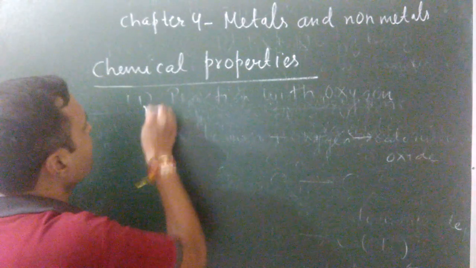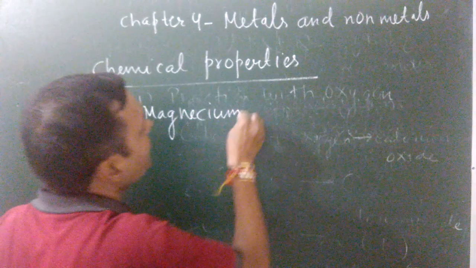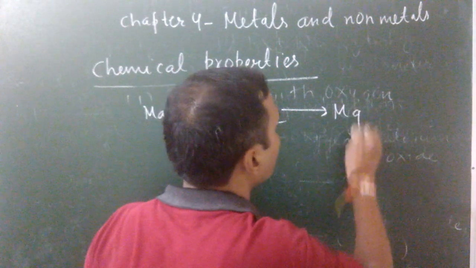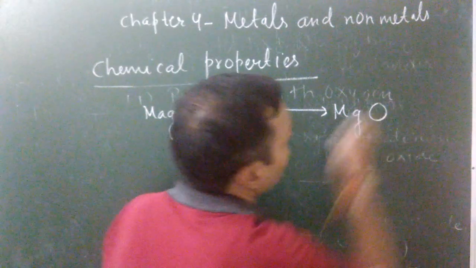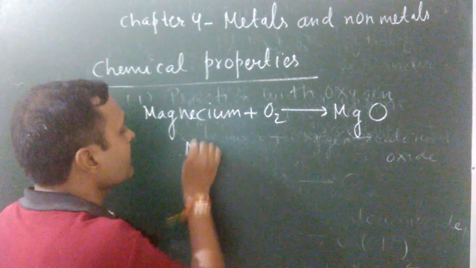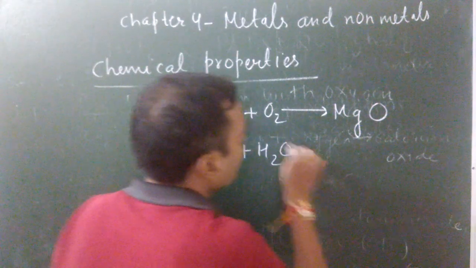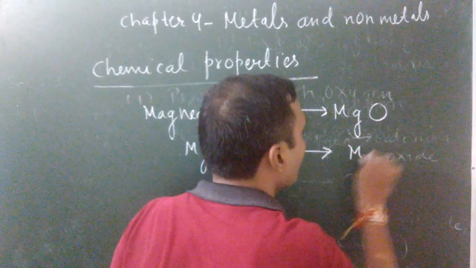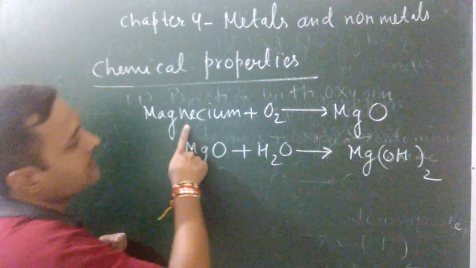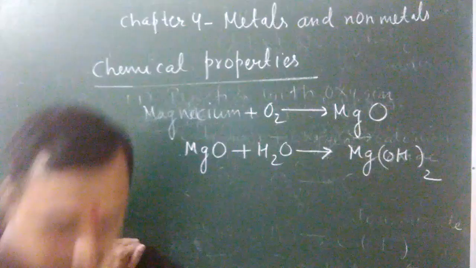So magnesium plus oxygen, formation of magnesium oxide, MgO. This is known as magnesium oxide. And when this magnesium oxide combines with water, it gives magnesium hydroxide. Once again, the symbol of magnesium is Mg. You can write only Mg.